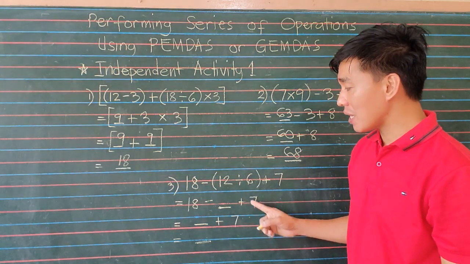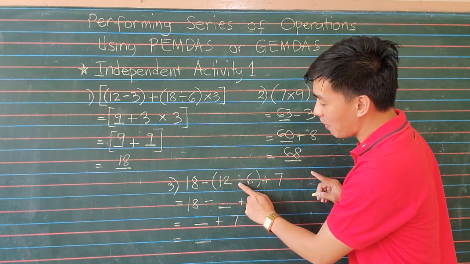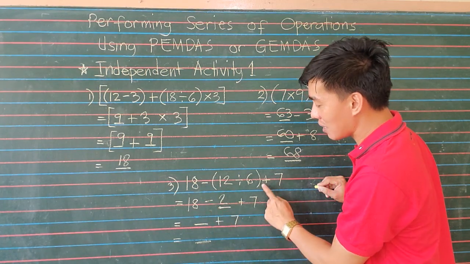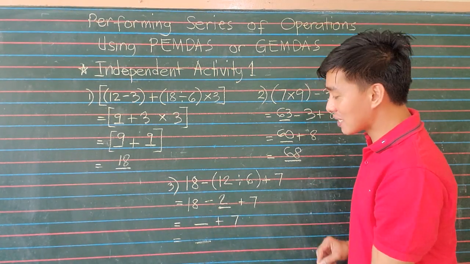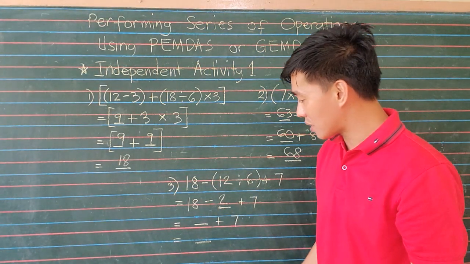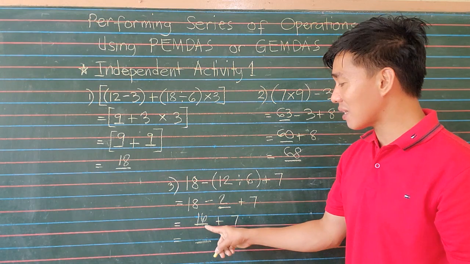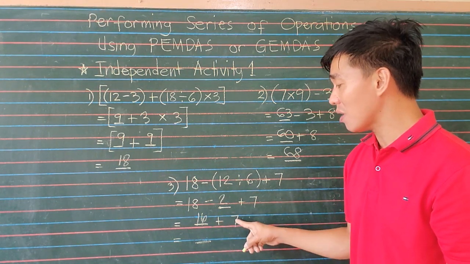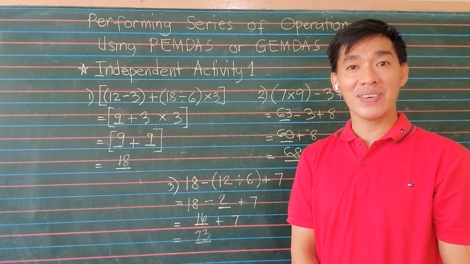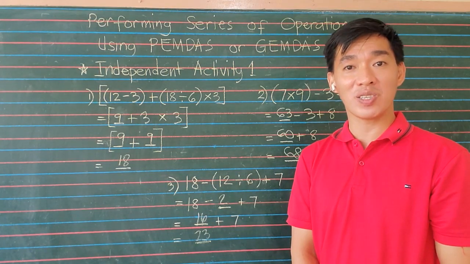For item number 3, remember that we always have to start with the parentheses. So 12 divided by 6, the answer is 2. So you just copy 18 and the minus sign, copy the plus sign, and 7. In this case, between addition and subtraction, which is in step number 4, of course, subtraction first. So 18 minus 2, the answer is 16. Then that's the time that you will add 16 plus 7, which is equal to 23. Item number 4 and number 5, you could check your answer by looking at the answer key of your module.